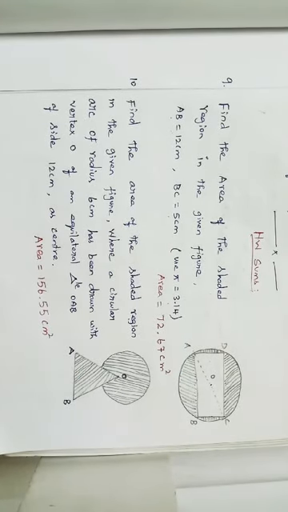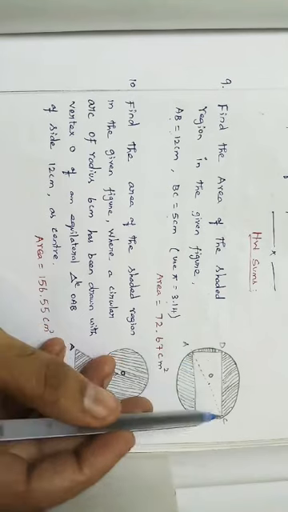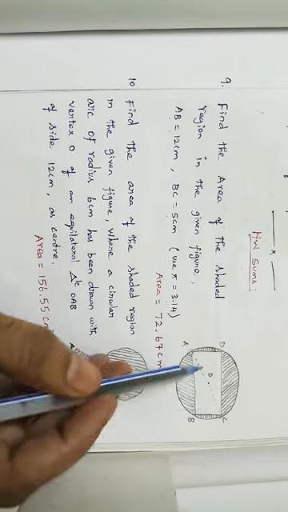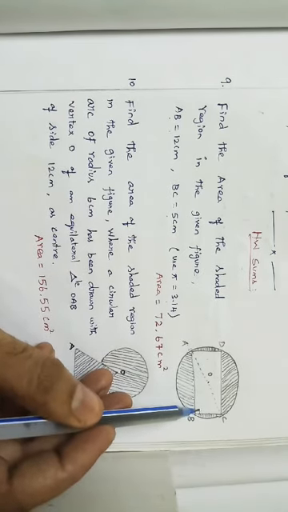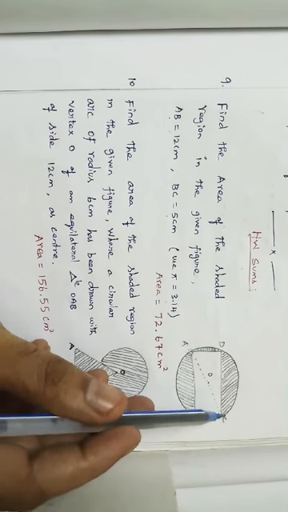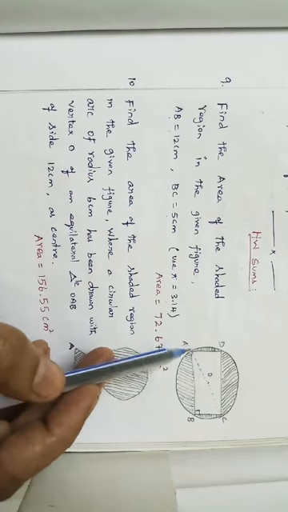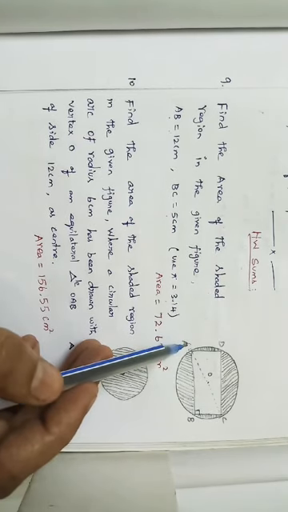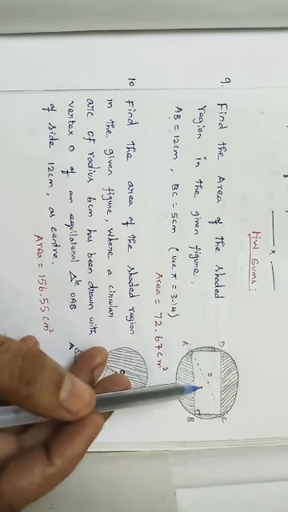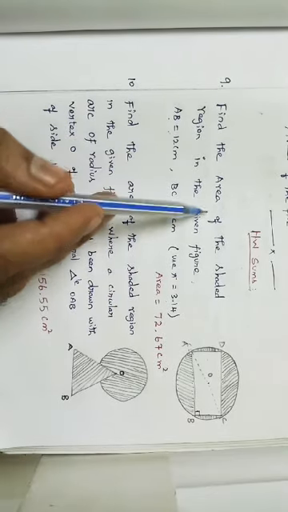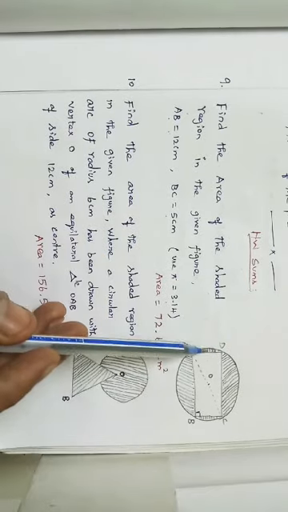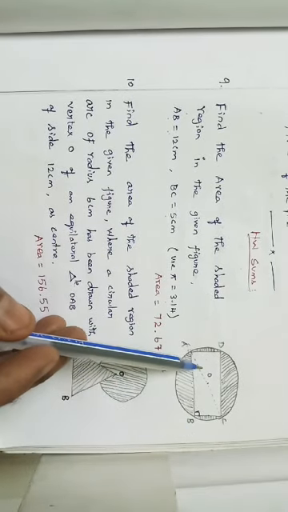So how are we going to find the diagonal of the rectangle? Already we know that ABC is a right angle triangle. We know the length of AB and BC, and by using the Pythagoras theorem, we can find the length of AC. AC is the diameter of the circle. Then from the diameter, we can find the radius. By finding the radius, we can find the area of the shaded region. Area of the shaded region is the area of the circle minus the area of the rectangle.